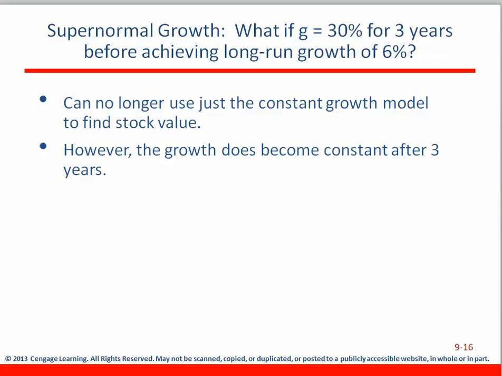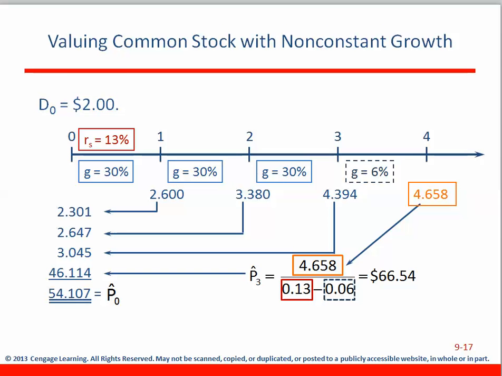Now, what happens if it grows at 30% for 3 years and then it slows down to 6%? All right, now we can't use the constant growth model anymore because we've got two different growth rates. And so what we do in this case is really simple, and students always struggle with this, and I can't figure out why, because it's not difficult. So we draw a timeline. You have to draw a timeline in a problem like this. So this is how we value stocks with non-constant growth. We forecast the dividends out for as long as the non-constant growth is occurring. We forecast them out one by one until we can see constant growth in the future.